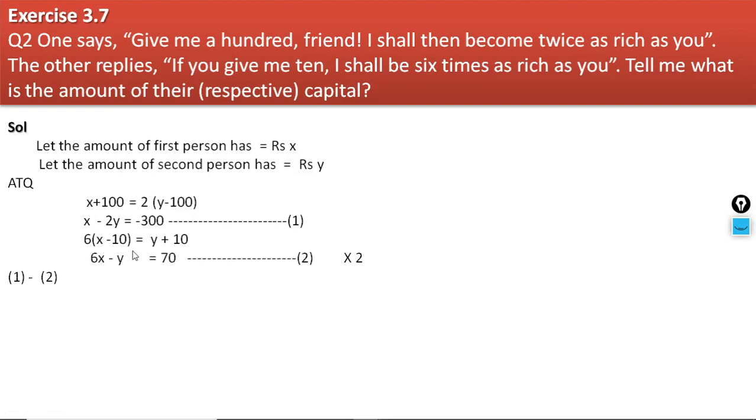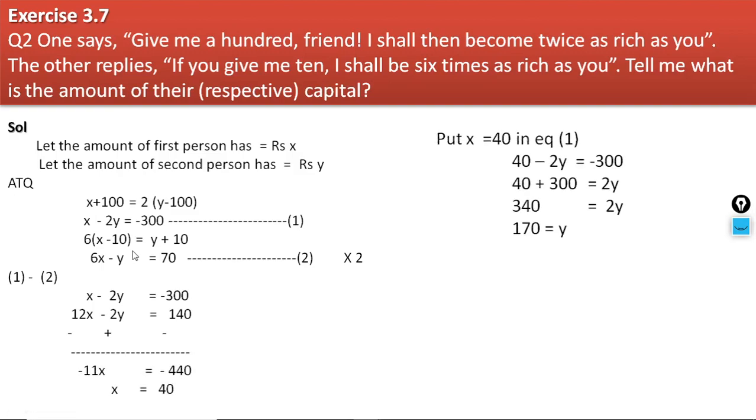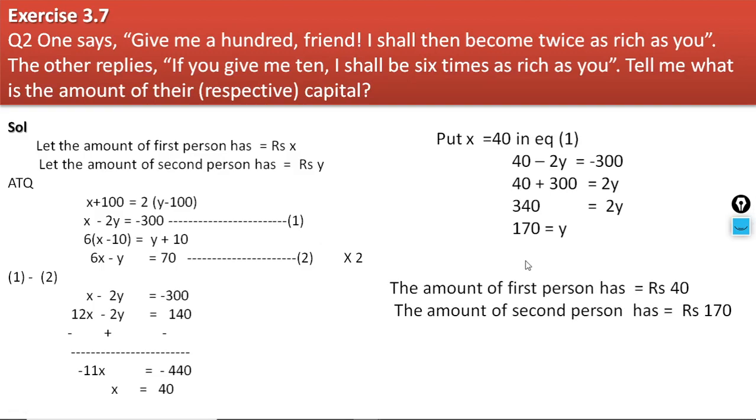Simplifying this, you get the second equation. By solving, you would be able to find x and y. X comes to be 40 and y is 170. So the first person has rupees 40 and the second person has rupees 170.